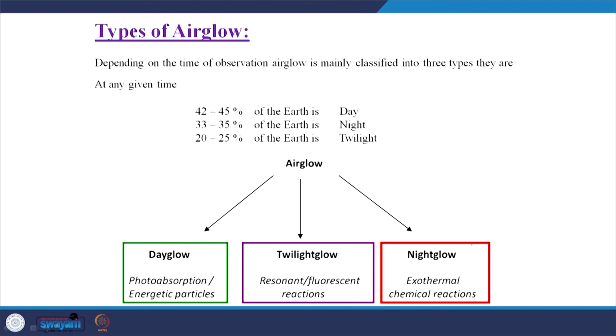Now, most importantly, dayglow is, so we have made a remark saying that airglow is simply the absorption of solar radiation and re-emittance of the same radiation by an atom or molecule.